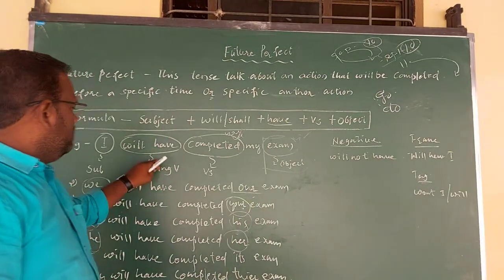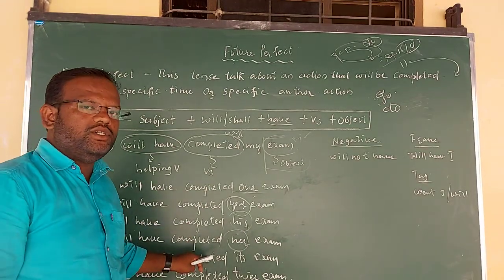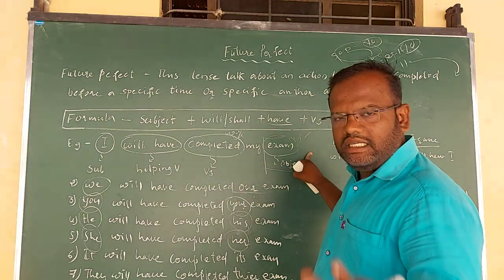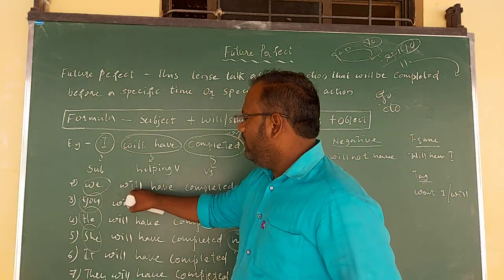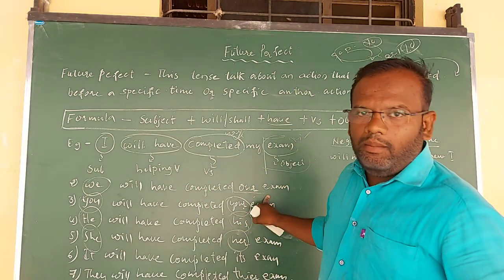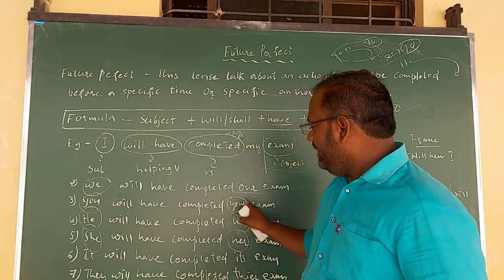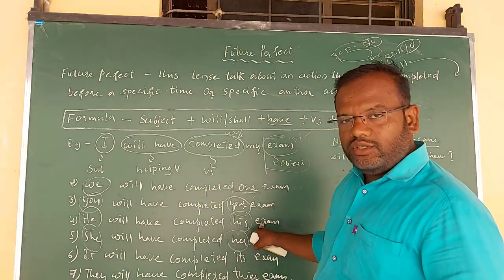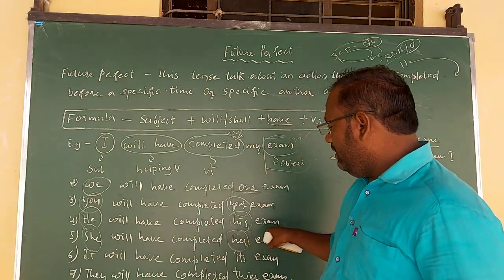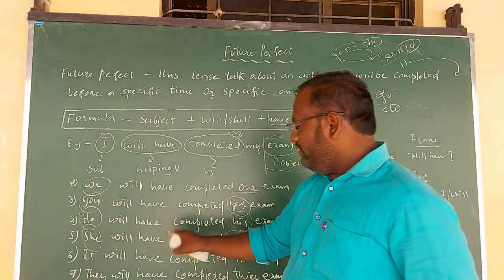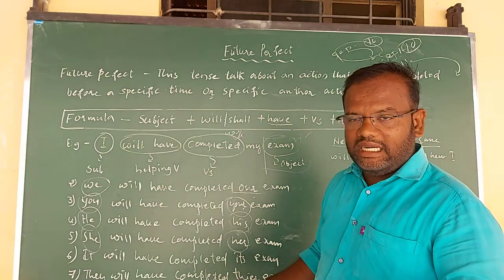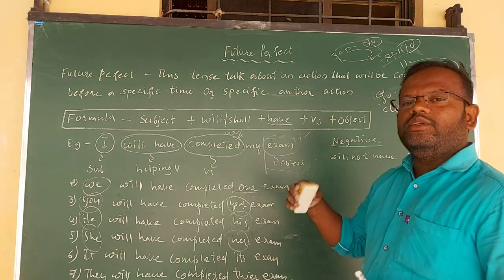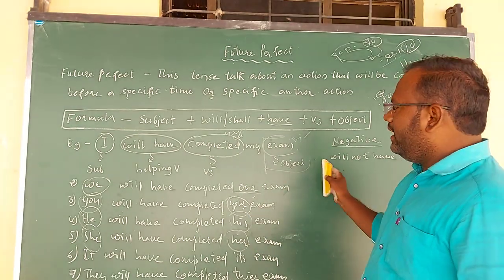Let's see that. The examples I have given are already positive sentences. I will have completed my exam. It is a positive sentence. Then again, we will have completed our exam. Positive sentence. You will have completed your exam. Positive sentence. He will have completed his exam. Positive sentence. She will have completed her exam. Positive sentence. It will have completed its exam. Positive sentence. They will have completed their exam. Positive sentence.